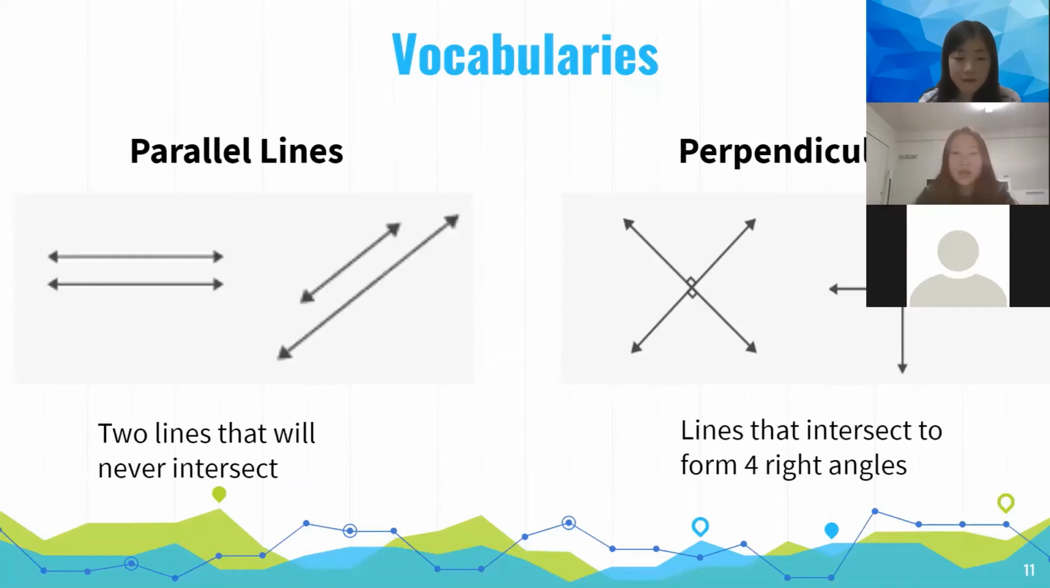Whereas perpendicular lines do intersect, and whenever they intersect, they create right angles between them. If you see, these are all right angles. The four of them are all right angles. That's why it's called perpendicular. Only perpendicular lines create right angles. Oh, okay.